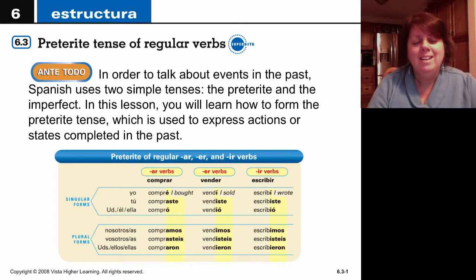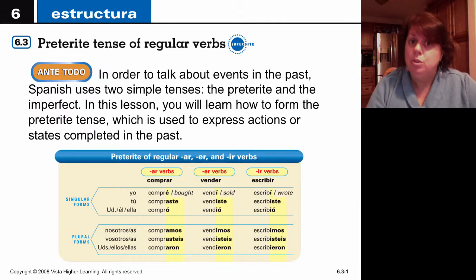Hola clase. We're going to review the preterite tense in Spanish. Nosotros vamos a hacer un repaso del pretérito en español. In order to talk about events in the past, Spanish uses two different simple tenses. The first is called the preterite, el pretérito, and the other is called the imperfect, el imperfecto.